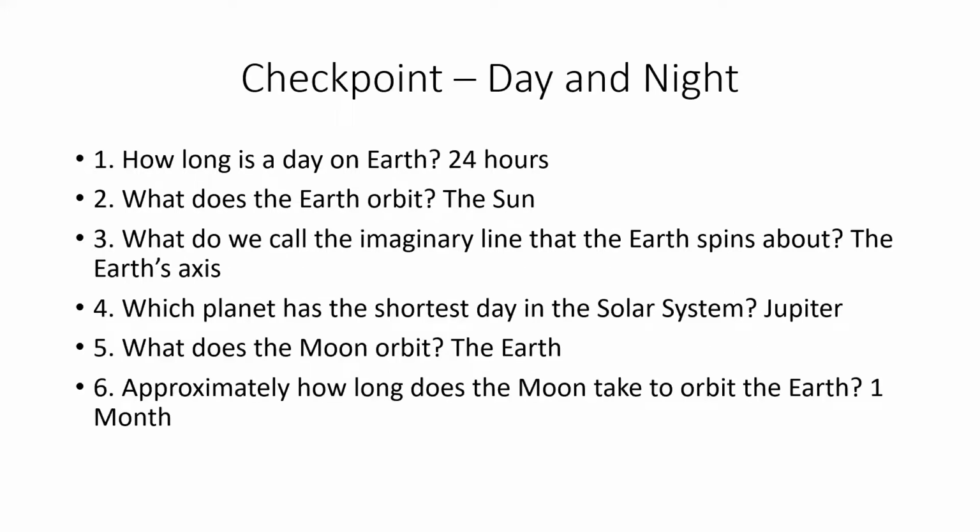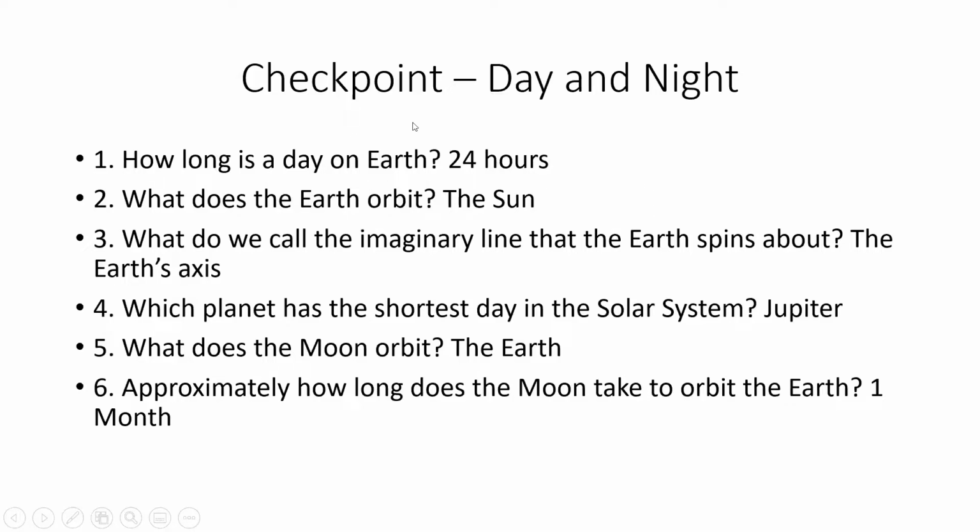Okay, so here are the answers. How long is a day on Earth? So a day on Earth is 24 hours. What does the Earth orbit? The Earth orbits the Sun. What do we call the imaginary line that the Earth spins about? The Earth's axis. So if we talk about another planet, so Jupiter, it would be Jupiter's axis.